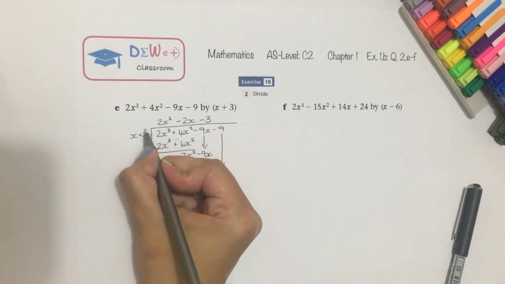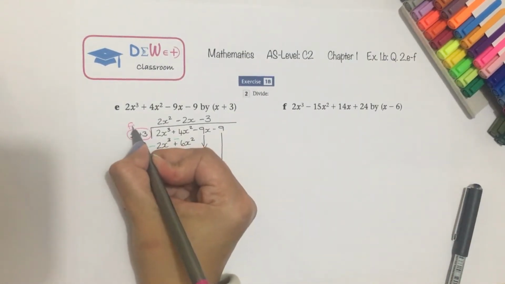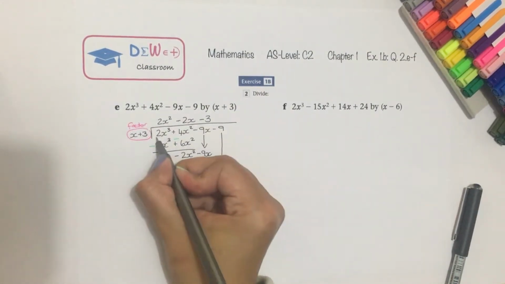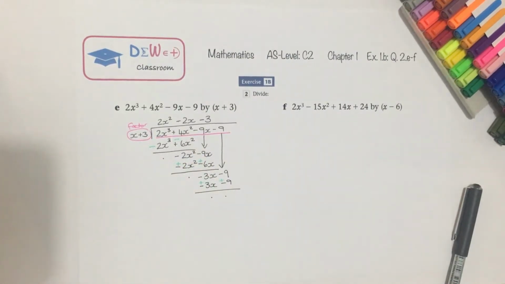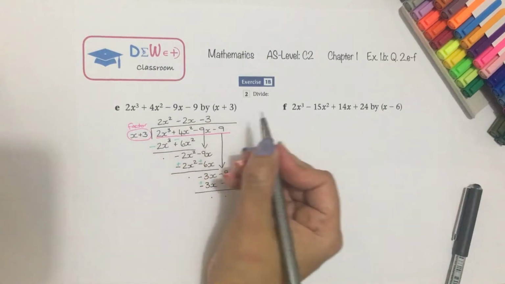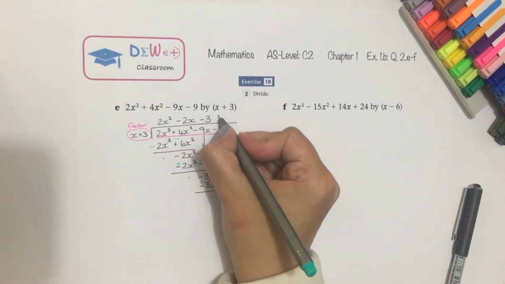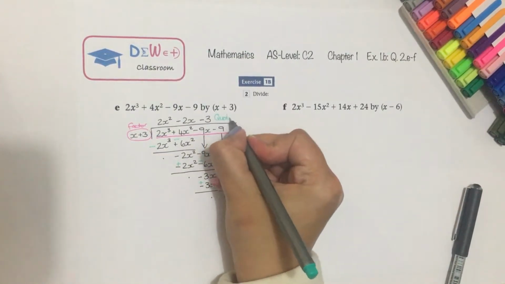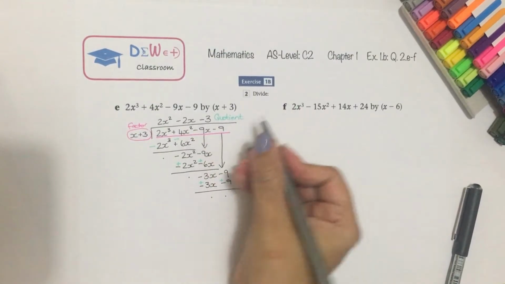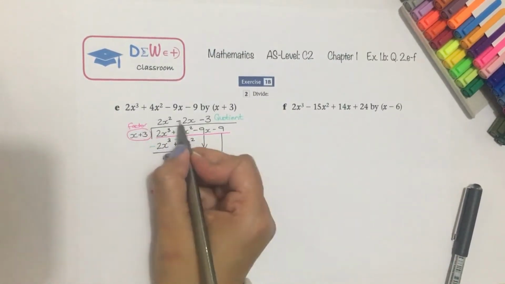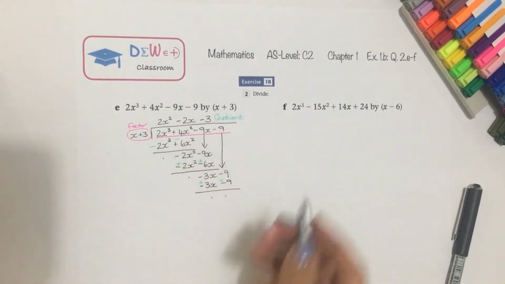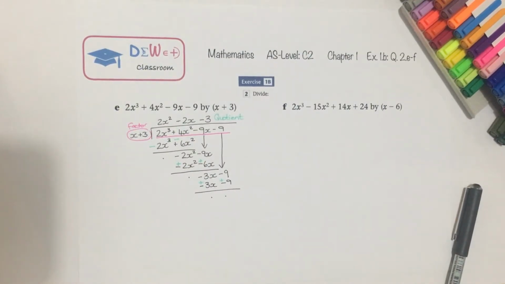So we can say that x plus 3 is indeed a factor of that polynomial, and our answer is 2x squared minus 2x minus 3, and this is also known as the quotient. Because when we multiply the quotient and the factor with one another, we should get back to the polynomial when we do the inverse operations.